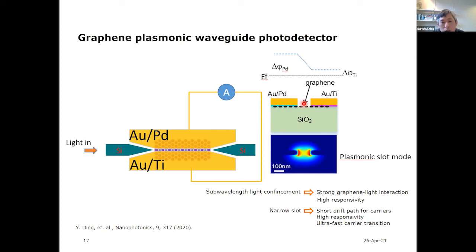So compared to the silicon-based photodetector, here the metal behaves as the material for the waveguide as well as for the contact. Our hypothesis is that due to this subwavelength light confinement, we can have very strong light absorption in the graphene. And also due to this narrow slot, when the carrier is generated within the graphene layer, it can easily separate, resulting in the current. So we expect very fast carrier transit for these devices. Also here, we are using an asymmetric configuration, so even without bias, we can still see this current.